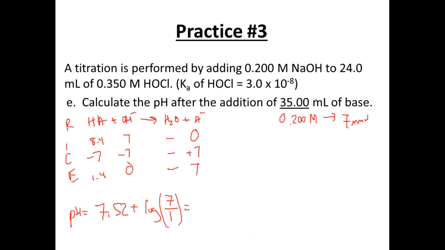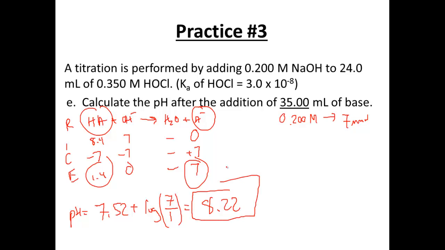Okay, and in letter E here, the volume times the concentration is 7 millimole. 7 is still a limiting reactant. Subtract, add, end up with a new ratio of 7 of the base over the 1.4 of the weak acid. You plug this in, and we get a pH of 8.22 now.